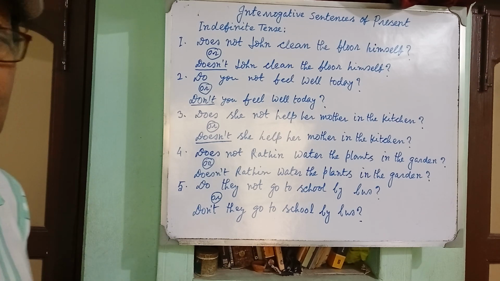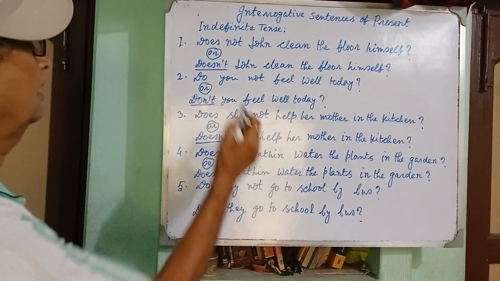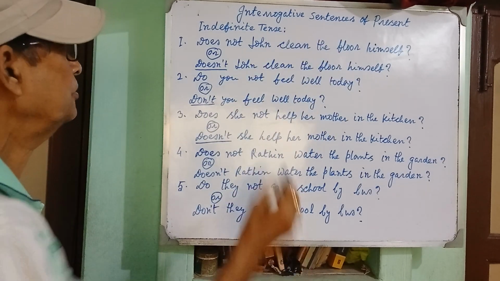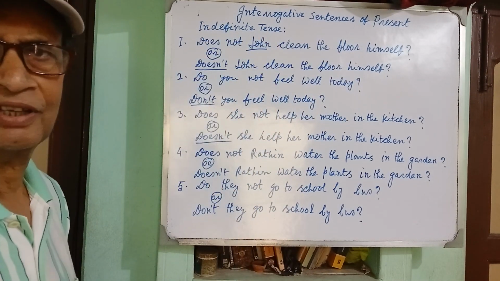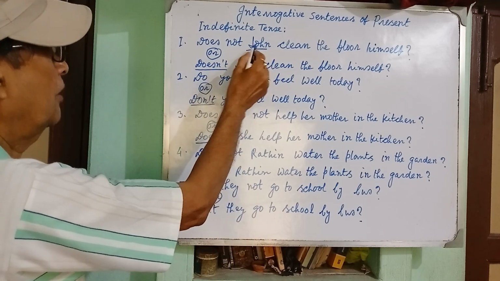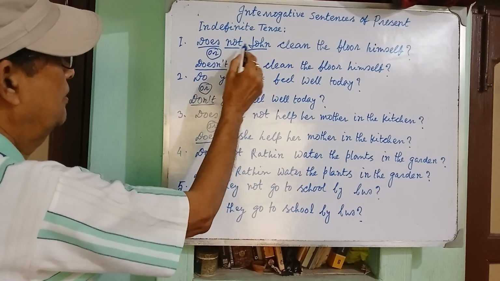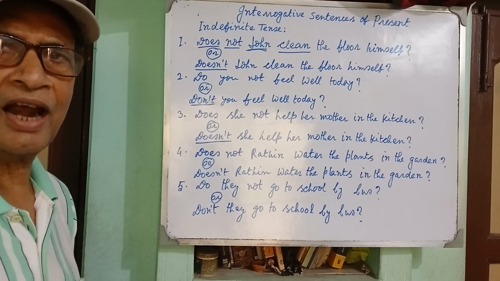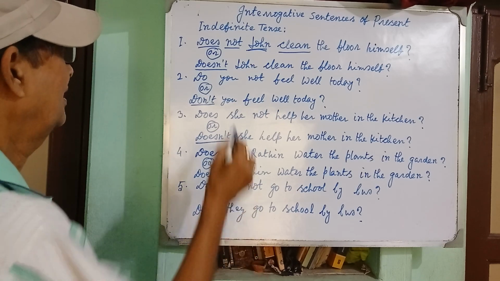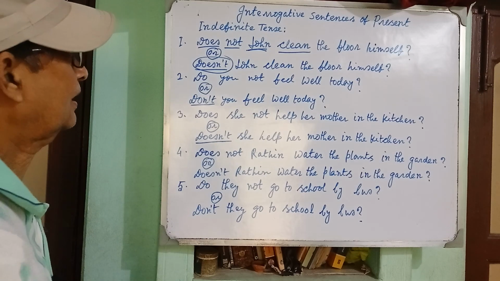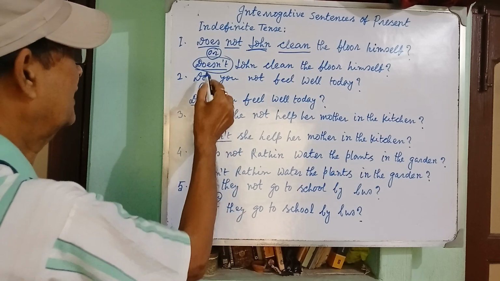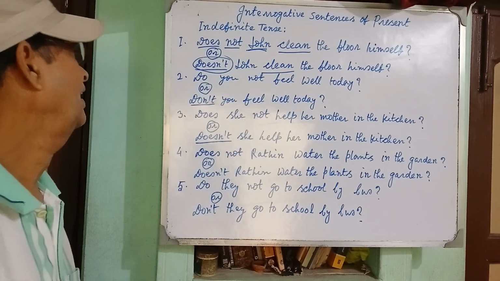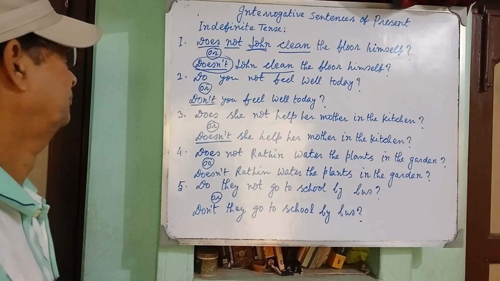However, my first example, you see, does not John clean the floor himself? You see that John is a noun, so noun and third person singular number, so does plus not plus subject plus principal verb. Clear? And if you use the short form, doesn't John clean the floor himself? You see that doesn't, John and then the principal verb. There is no problem.